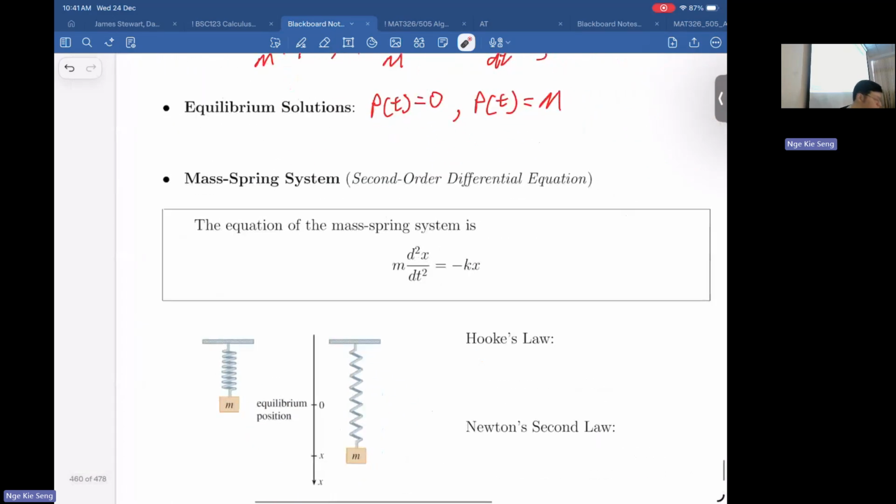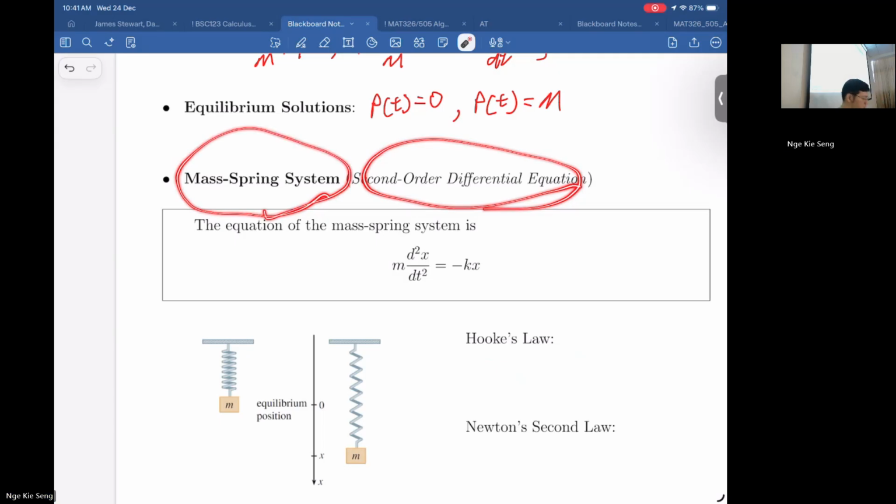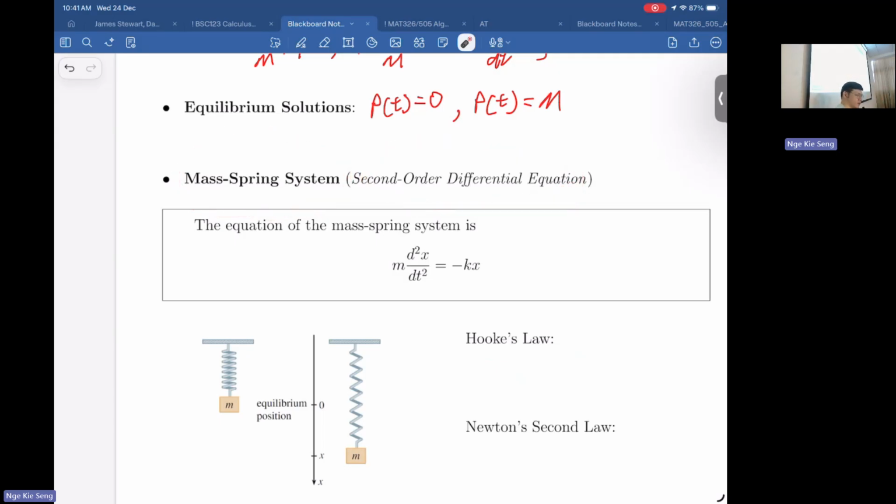Next, we will see something called the second order differential equation, which we refer to as the mass spring system. We have this second order differential equation, where m times d2x over dt squared equals minus kx. This is actually Hooke's law, right? Hooke's law says that F equals minus kx. So when you pull down the spring, it will automatically move in the other direction to restore its position.